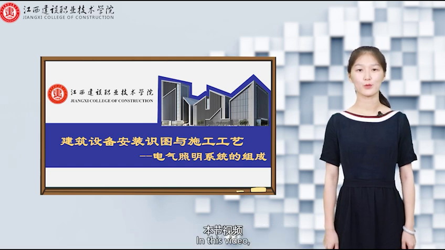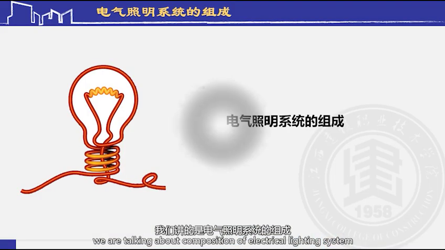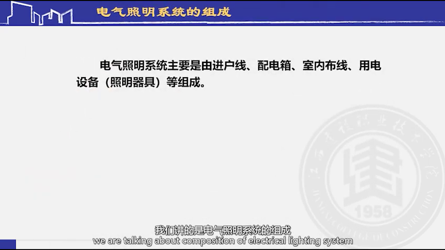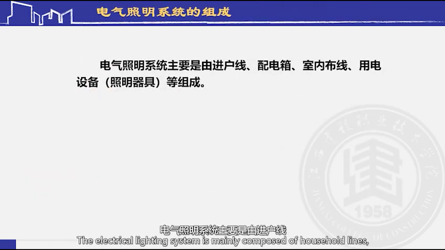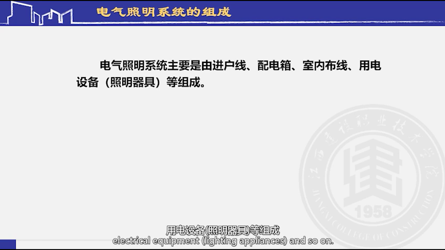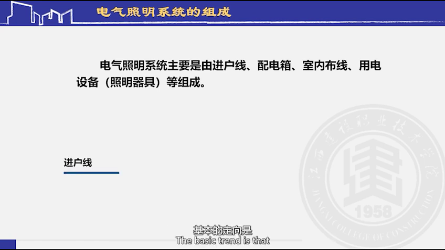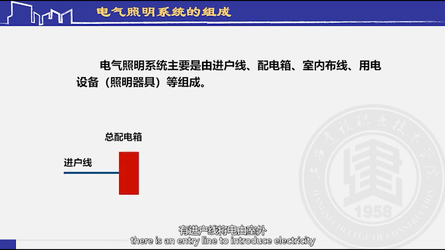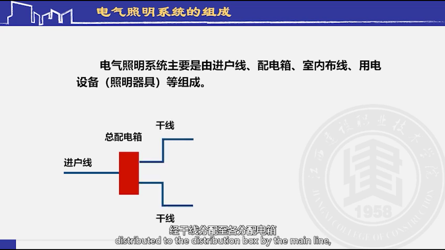In this video, we are talking about the composition of the electrical lighting system. The electrical lighting system is mainly composed of household lines, distribution boxes, indoor wiring, electrical equipment, lighting appliances, and so on. The basic trend is that there is an entry line to introduce electricity from the outside into the building, into the main distribution box, distributed to the distribution box by the main line.